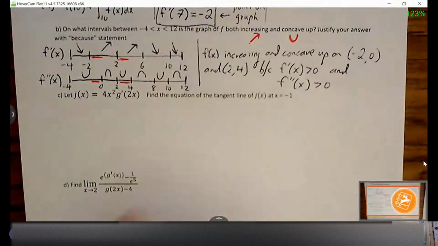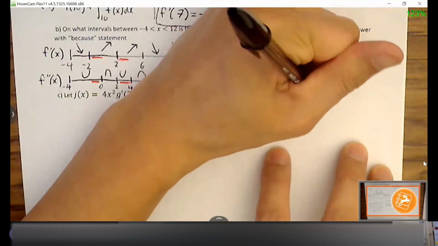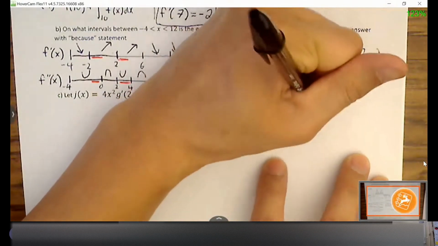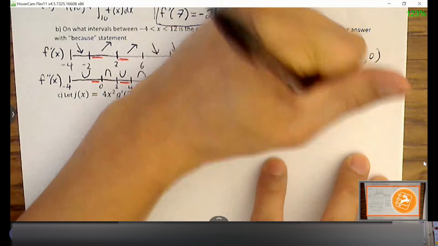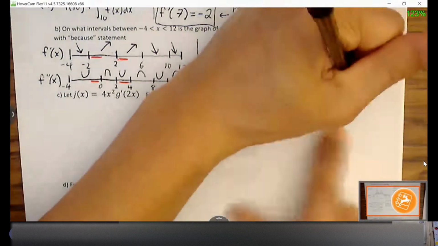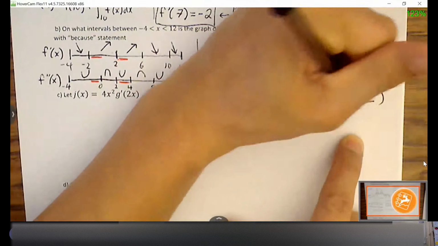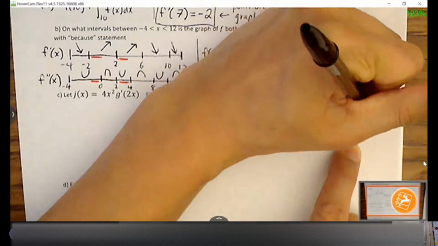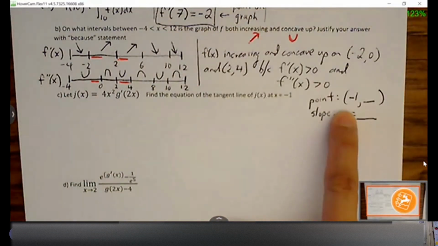Let's find the ordered pair. We need to find the ordered pair and the slope. For the ordered pair, we know x is -1, so we can start there. And then for the slope, we need to find that value. Okay, so let's start with the ordered pair.